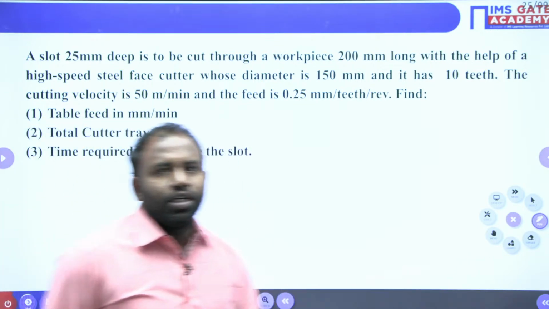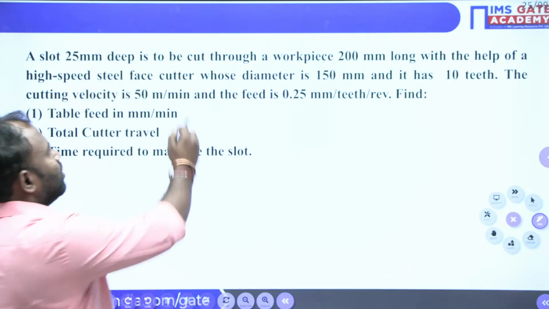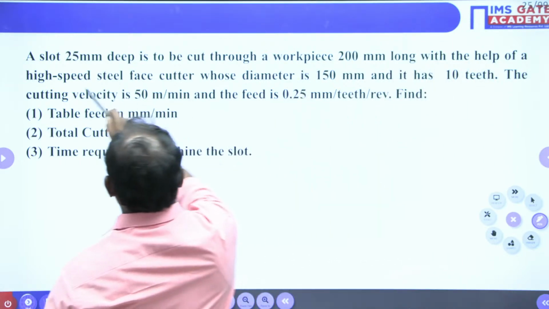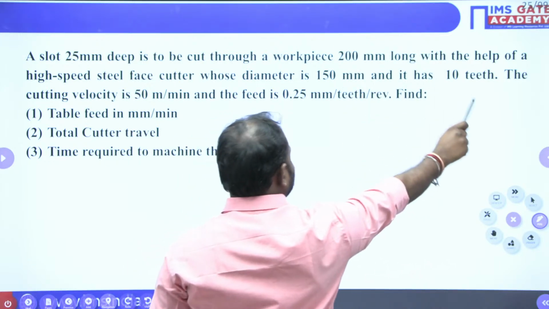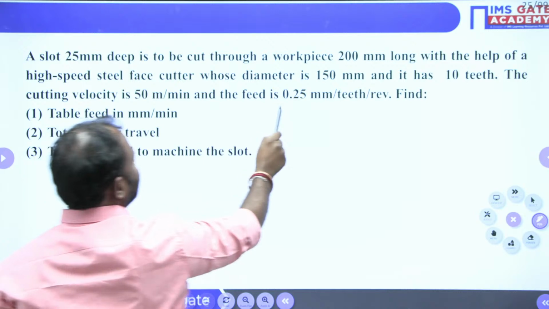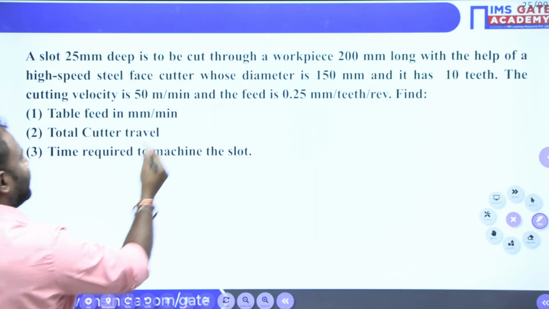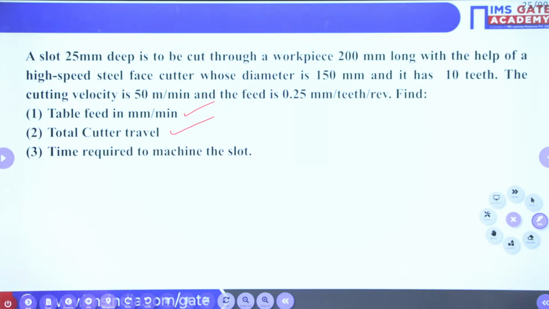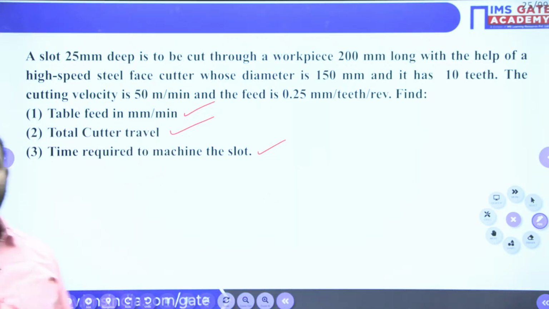Right. Now, let me solve this question. A slot 25 mm deep is to be cut through a workpiece 200 mm long with the help of a high speed steel face cutter whose diameter is 150 mm and which has 10 teeth. The cutting velocity is 50 meters per minute and the feed is 0.25 mm per tooth per revolution. Find the table feed in meters per minute, the total cutter travel, and the time required for machining the slot. So, these are the three things we are supposed to find out.